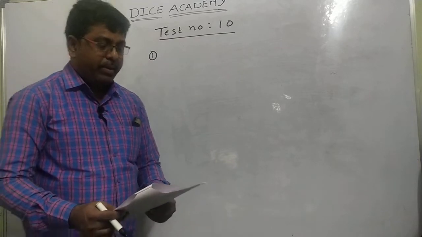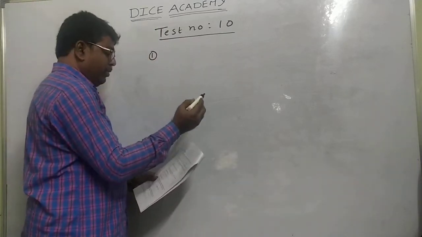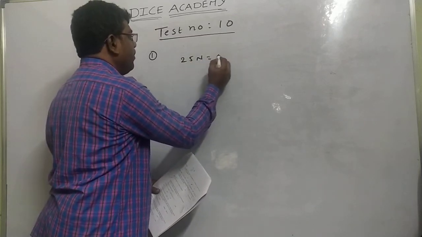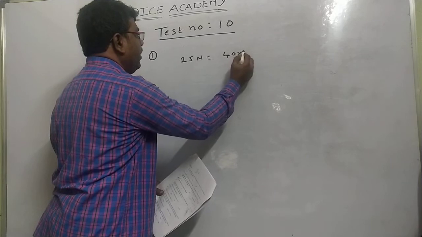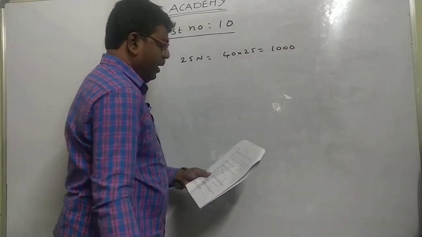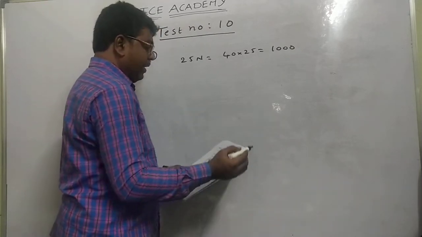So the first problem is the average of 25 numbers is 40. We have to write down the sum of 25 numbers. Sum of 25 numbers is equal to average 40 into 25. The value is 1000.